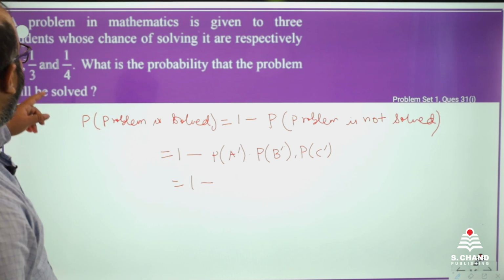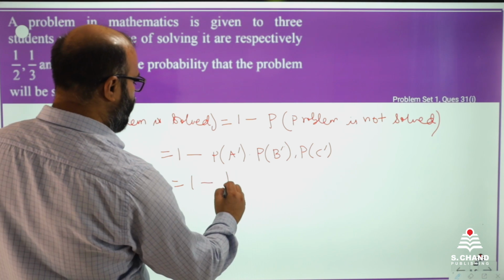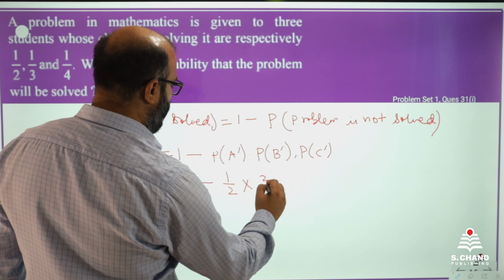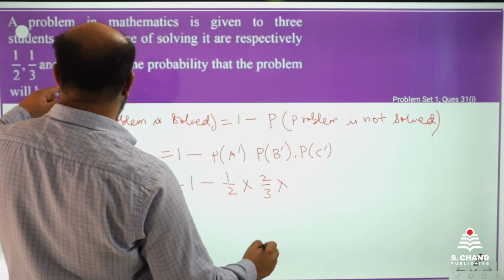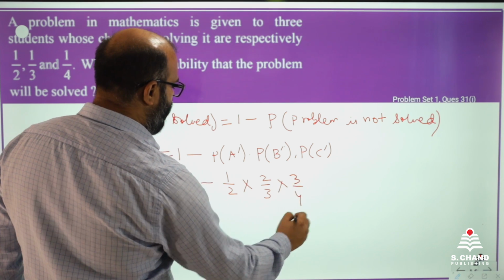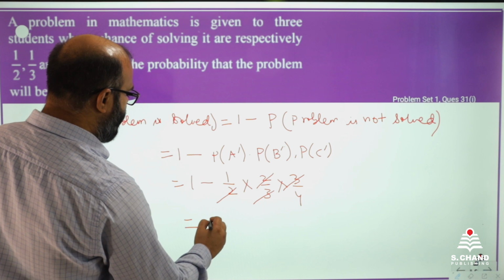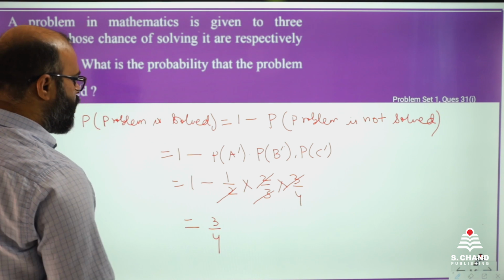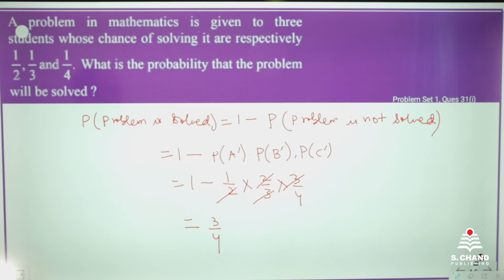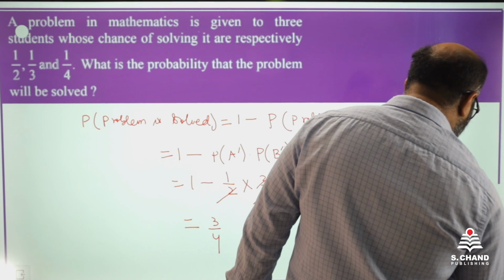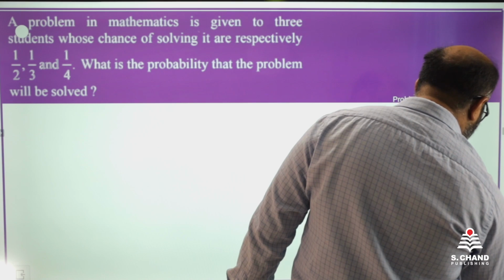So P(A complement) will be 1 minus 1 by 2, which is 1 by 2. P(B complement) is 1 minus 1 by 3, which is 2 by 3. P(C complement) will be 1 minus 1 by 4, which is 3 by 4. So this will cancel, this will be cancelled, and we get 1 by 4. So 1 minus 1 by 4 is 3 by 4. So 3 by 4 is the probability that the problem is solved. So this is an easier and less time-taking method here.